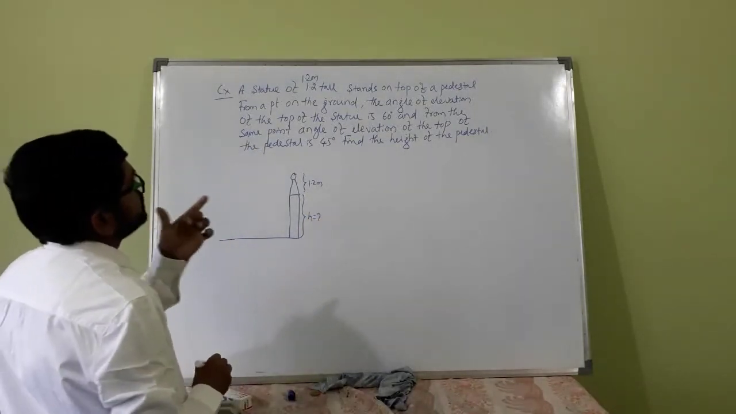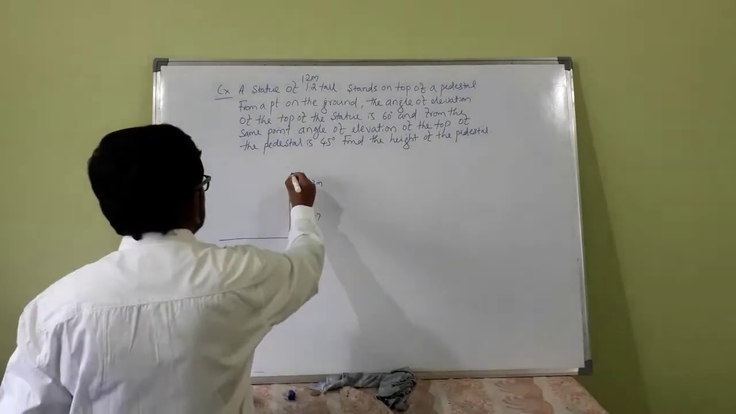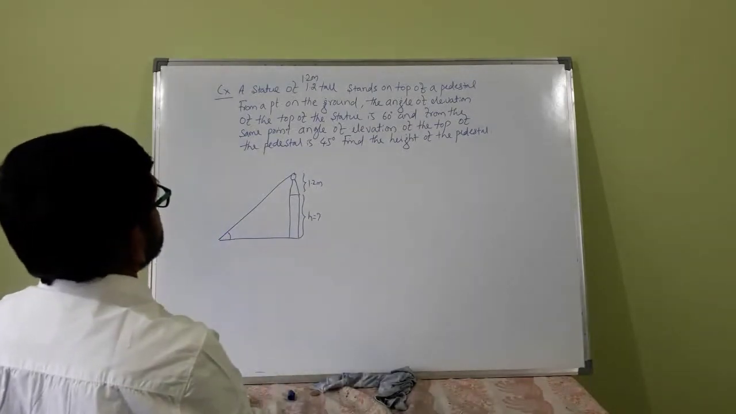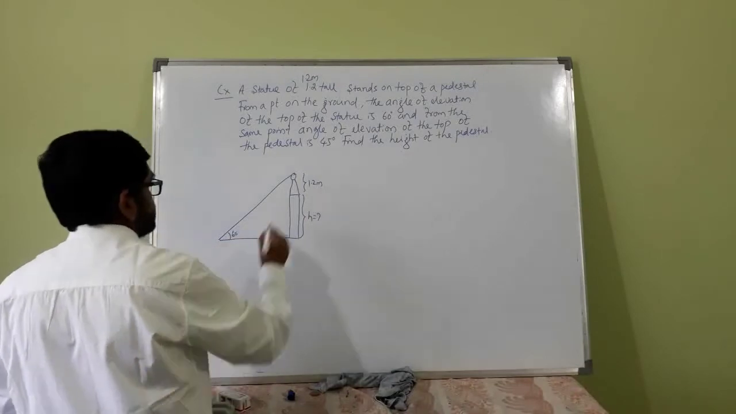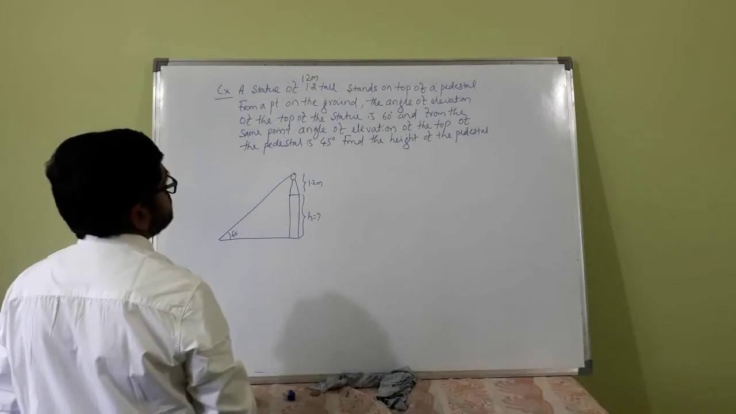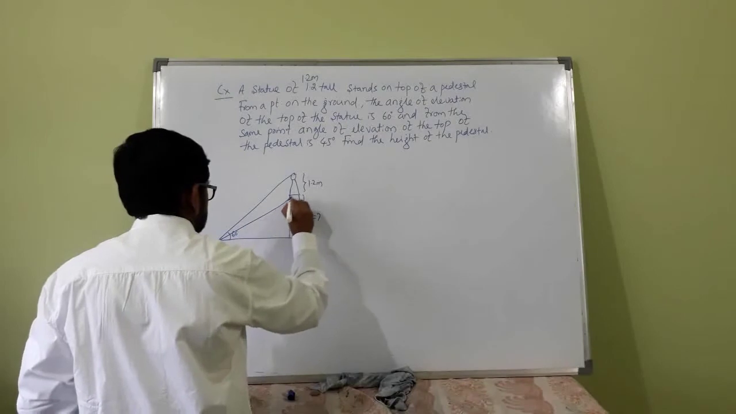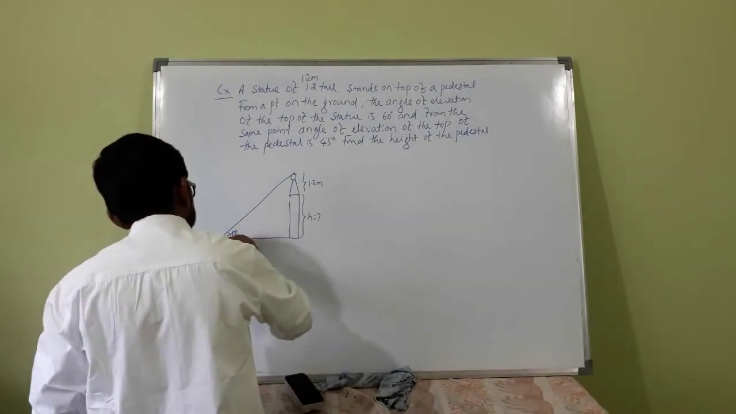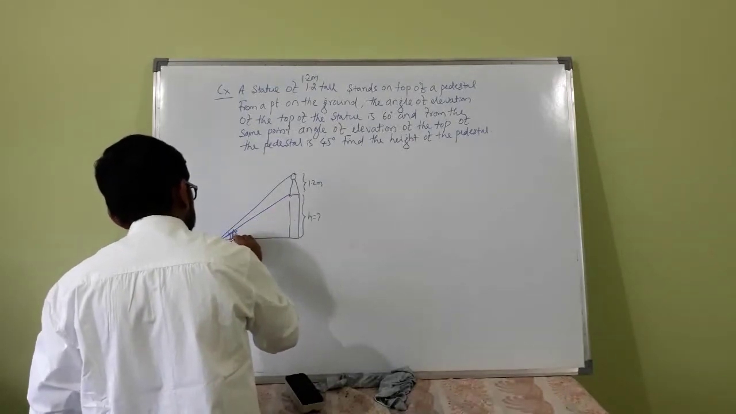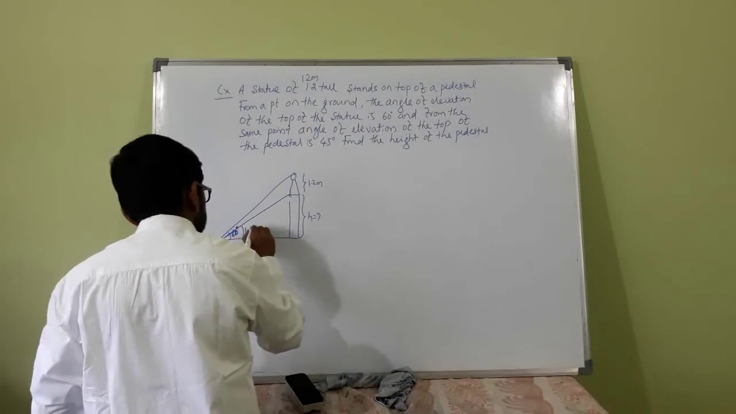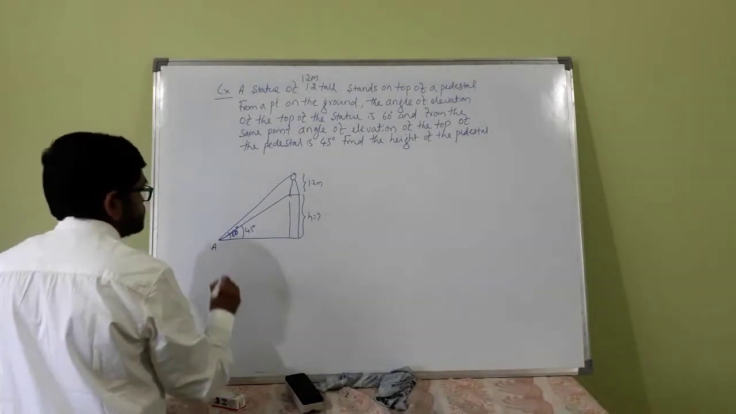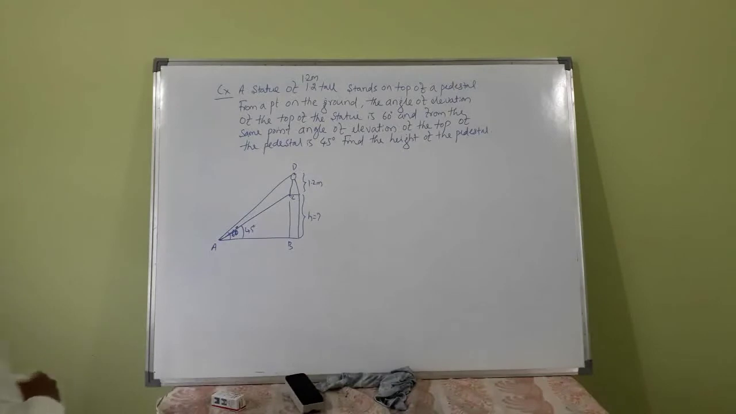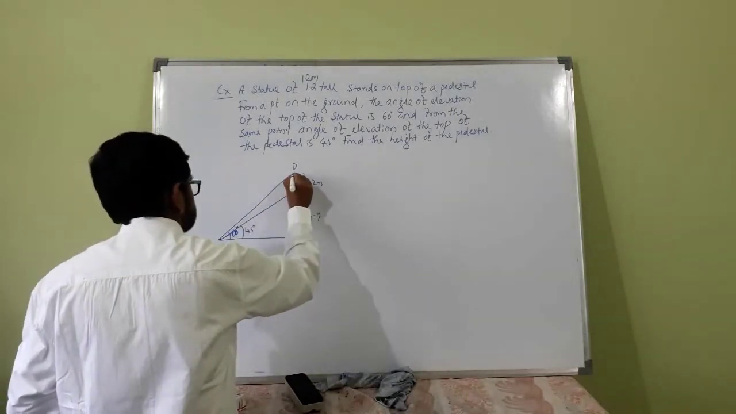From a point on the ground, the angle of elevation to the top of the statue from this point is 60 degrees. And from the top of the pedestal, from this point, that is 45 degrees. Label the points A, B, C and D. This is also perpendicular.